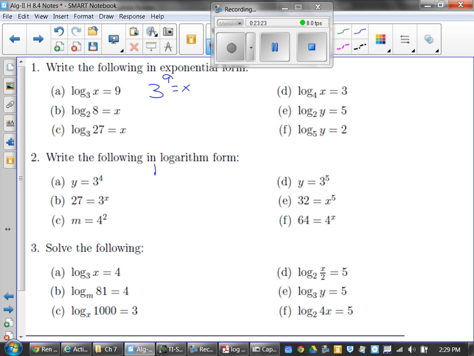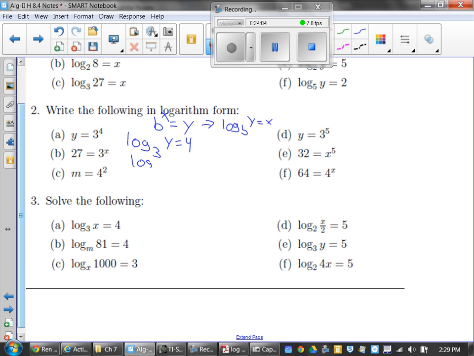So these are your b to the x equals y, which means you wanted to make it look like log base b of y is x. Those are your equivalent forms. So the first one is 3 to the 4th power. So that means it's log base 3. 3 to the y equals 4, so log base 3 of 4 is y. Okay? Does that make sense? We're just following the pattern. Next one you have log base 3 again, 27.